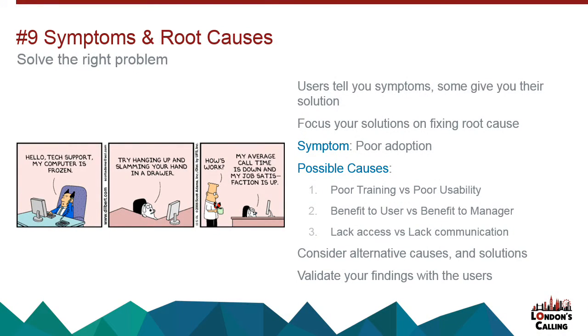People will give you the solution they think is correct. So, symptom: poor adoption. There are possible causes. Is the problem really poor training, or is it poor usability? Mark Benioff said, you know, no one ever learned to use Amazon, you just picked it up and went with it.